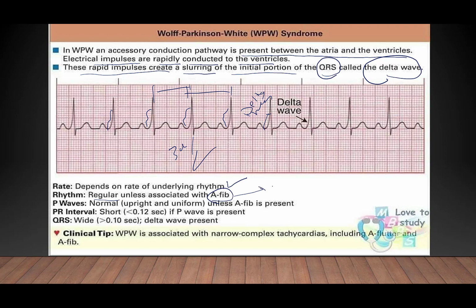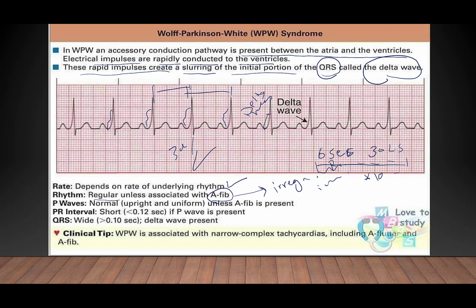Why? Because there is an irregularity or irregular rhythm. So at that time, as I discussed, we calculate the heart rate in a 6 second strip, or in 30 large squares. We count the R in the QRS complex and then multiply by 10.